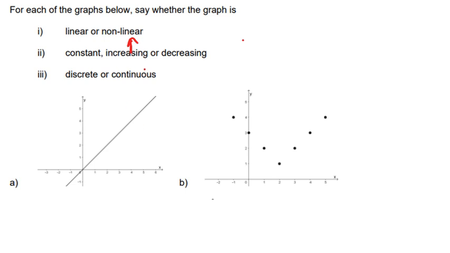As you are moving from left to right, it keeps on going up. Decreasing means that as you are moving from left to right of your graph, it keeps on going down, okay. That's what it means.